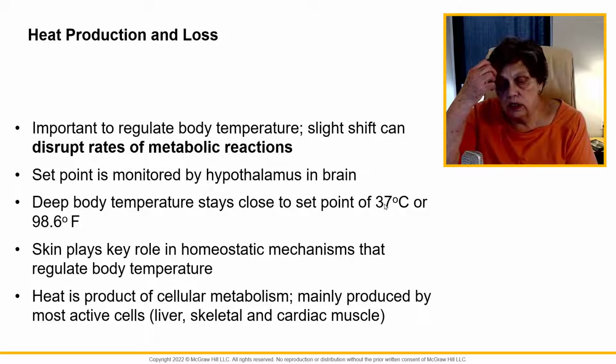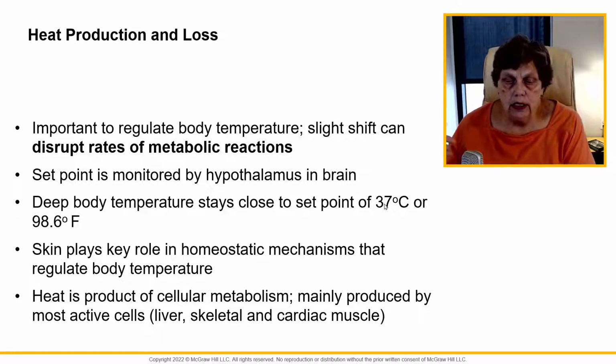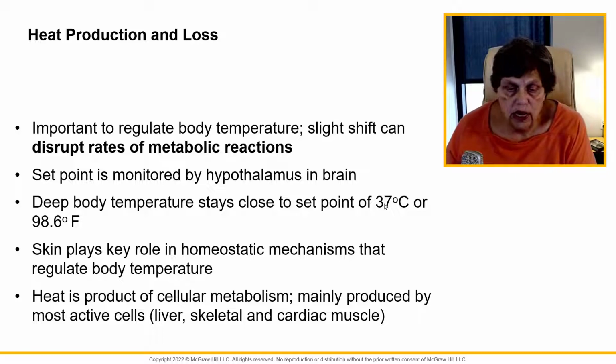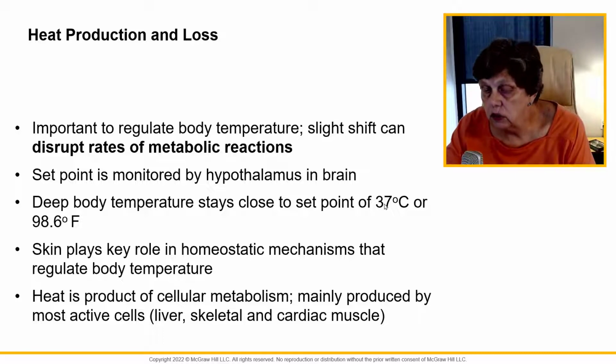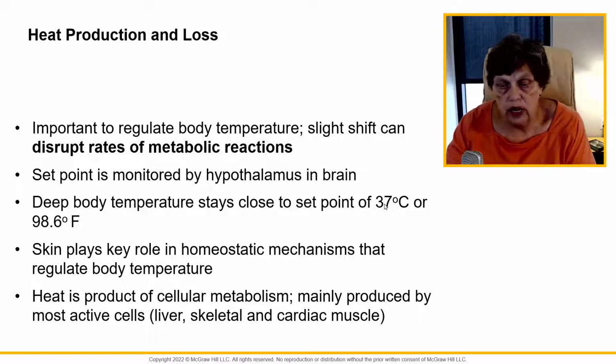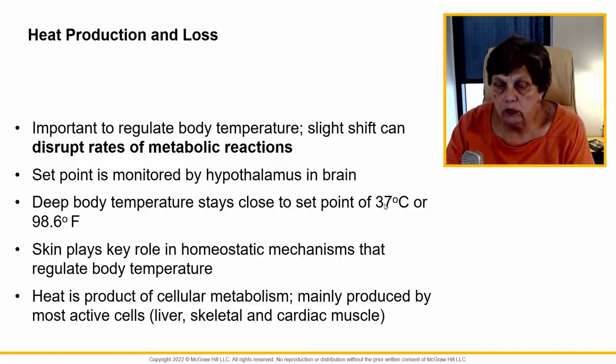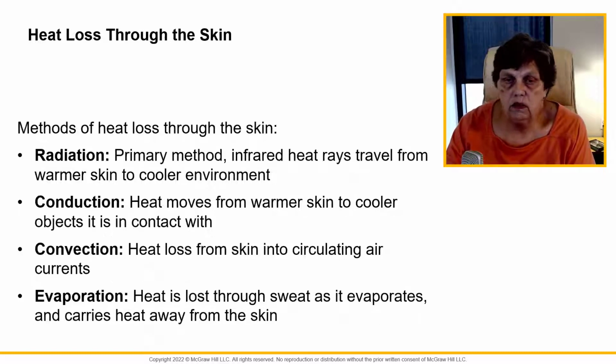Heat is produced in cellular metabolism. We just talked about that with the metabolism chapter. And it is produced by the most active cells, like our skeletal muscles and our cardiac muscles. Most of us know that if we exercise, our arms and our legs get warm and they sweat. It's the heat that's being produced. There are several different ways we can lose heat.